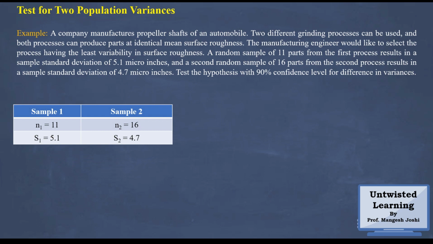So let us write the given data for two samples, sample 1, sample 2. N1 is 11, sample standard deviation S1 is 5.1. N2 is 16 and S2 is 4.7. You have to test for variances. So for difference in variances, you have the F test and alpha is 0.10, since the confidence level is 90%, so alpha is 0.1.